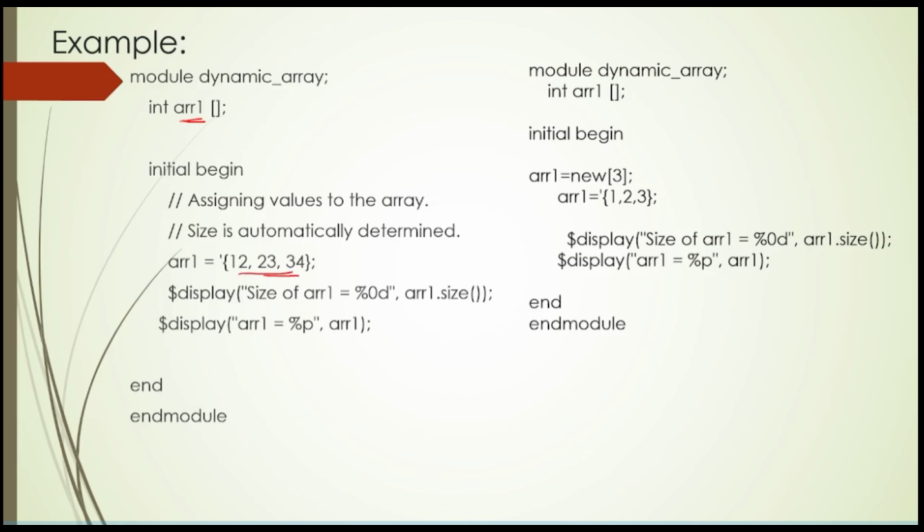This is an advanced feature in SystemVerilog, like an updated version. In the old version, you should call the new function, but in the advanced versions of SystemVerilog, in the latest LRMs, instead of calling new, if you assign the values, the size will be created automatically according to the values that you are assigning. But when you are a beginner, don't prefer this method. Try to call the new function and then assign the values.